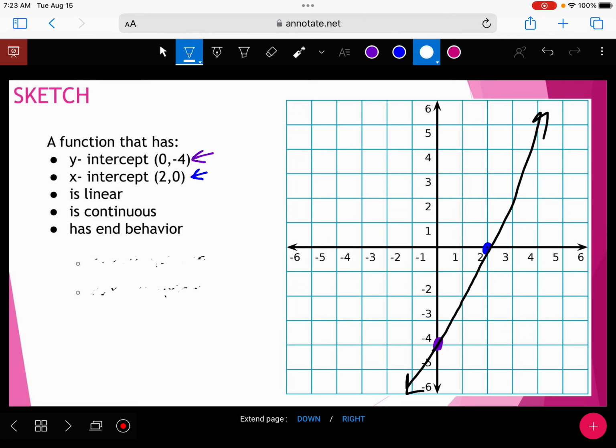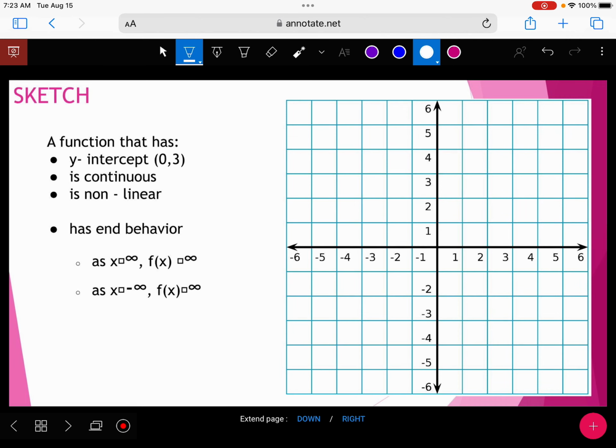I just checked the other ones. We're good on the other ones on behavior. This is the only one that got scrambled. They still look weird, but they're there. Okay, so that's all we need to do on a sketch.